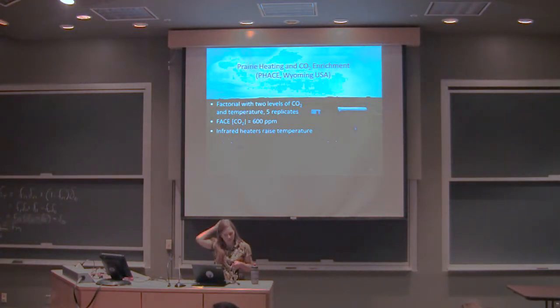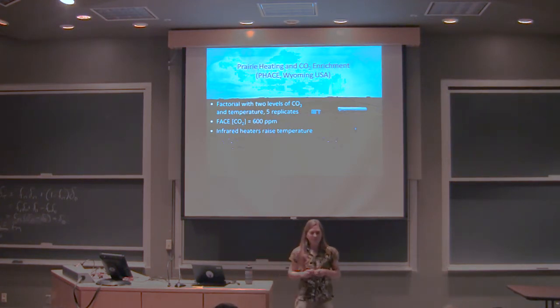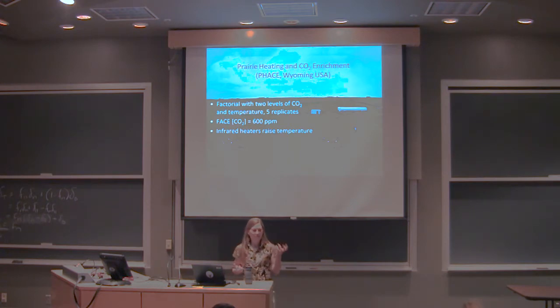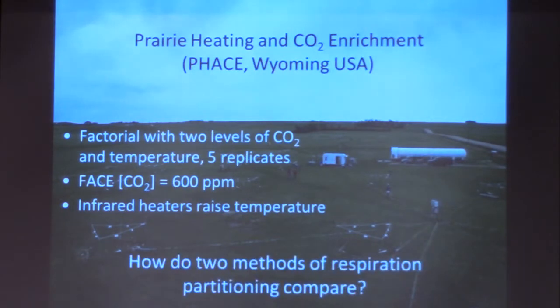Here's a project that we had going in Wyoming for about 8 years. We called it FACE with a pH, the Prairie Heating and CO2 Enrichment Experiment. It was a factorial with 2 levels of CO2, ambient and 600 ppm, and 2 levels of temperature, about 3 degrees increased, and it was replicated 5 times. I'm going to compare those 2 methods of respiration partitioning.